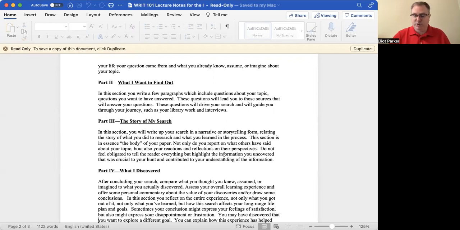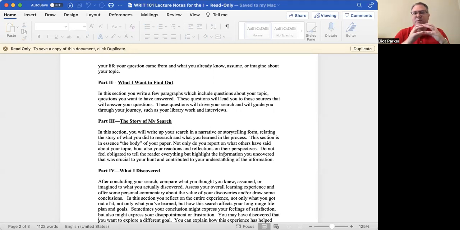Where do I go to get sources? Where do I go to get quality sources? How do I know if my information is accurate and correct? All of those kinds of statements can be worked into part 2. So you want to think about and tell the reader, what is it that you want to find out as you go on this research?